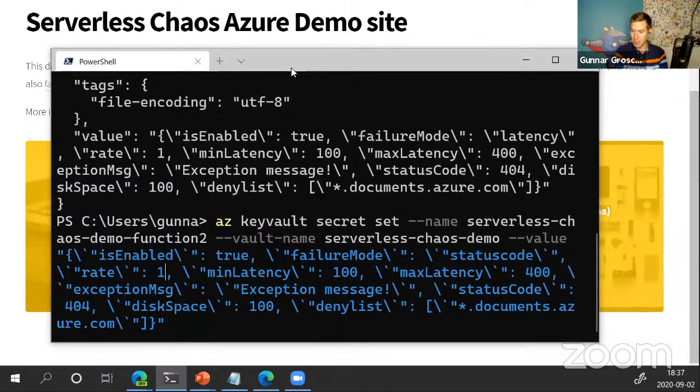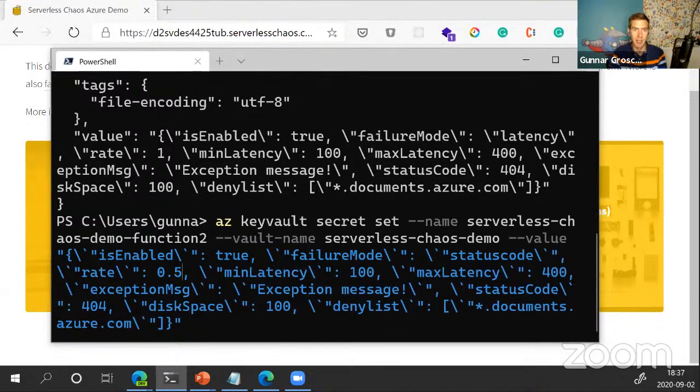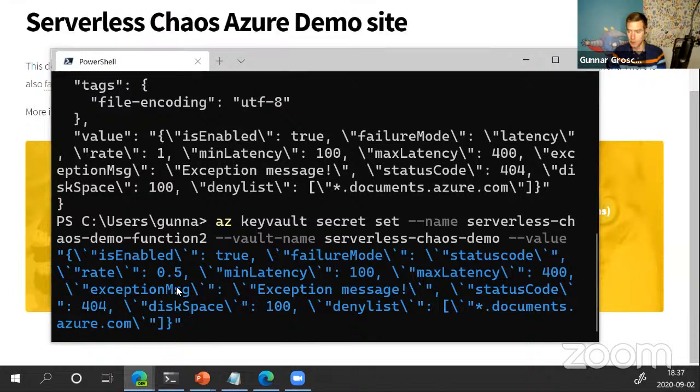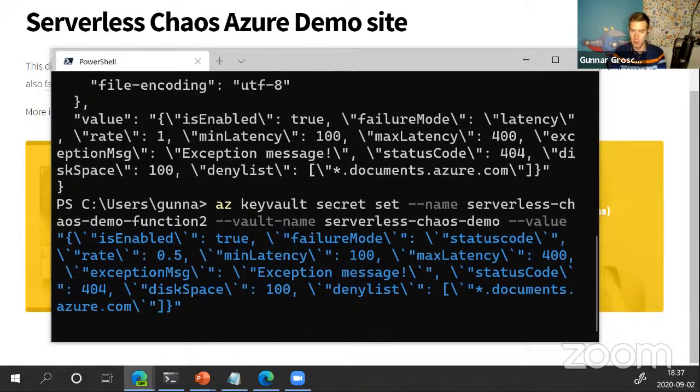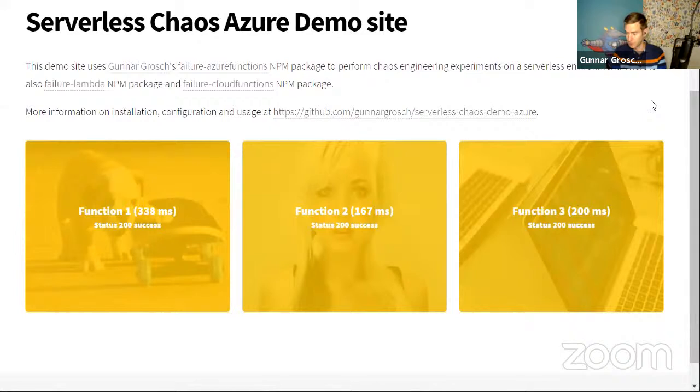I'm also going to change the rate for this to 0.5, meaning that it will inject failure on about half of the invocations. So not every invocation, but about half of them. All right, just double checking. Looks good, I think. I think it updated.